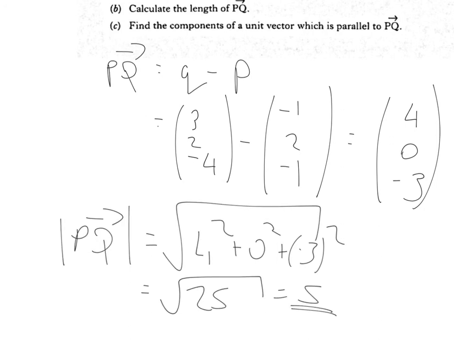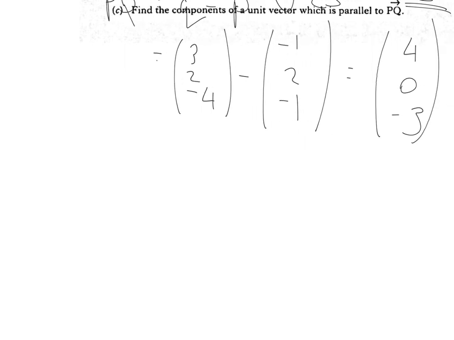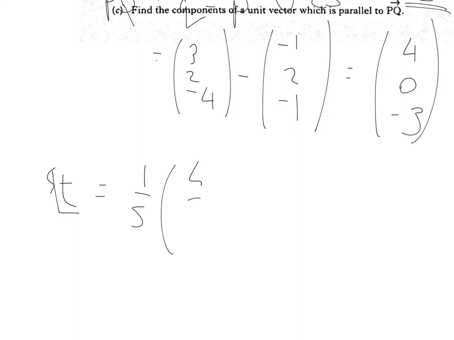Part C, find the components of a unit vector which is parallel to PQ. Well, the unit vector has got a magnitude of 1. So the unit vector, which I'm going to call t, is a fifth of the size of that vector. So that's 4 fifths, 0, minus 3 fifths.